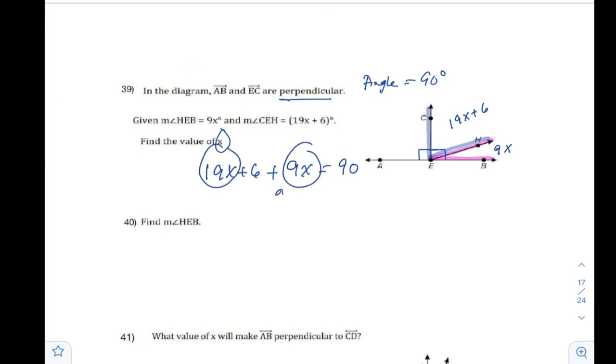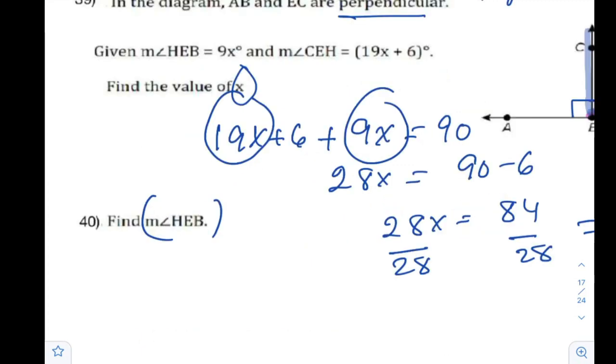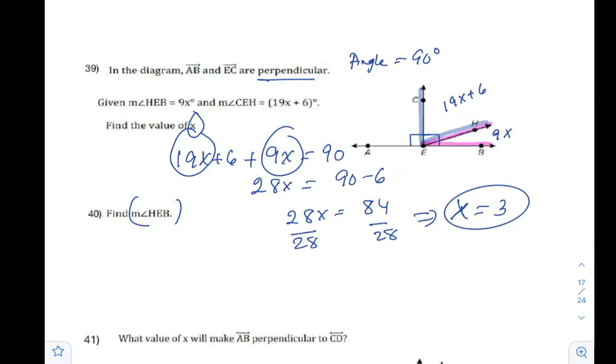19x plus 9x is 28x equals 90 minus 6, so 28x is equal to 84. Divide both sides by 28, that means x is 3. And then we need to find the measure of angle HEB. HEB is given to be 9x, so simply substitute, so it will be 27 degrees. Simply, perpendicular means a right angle.